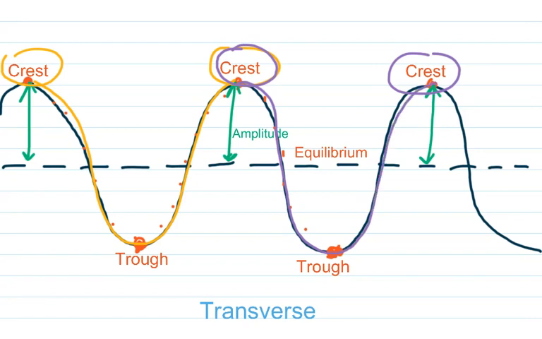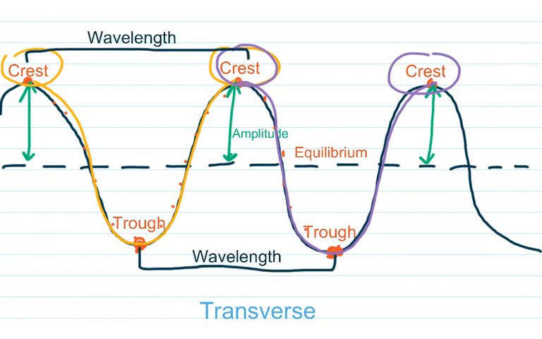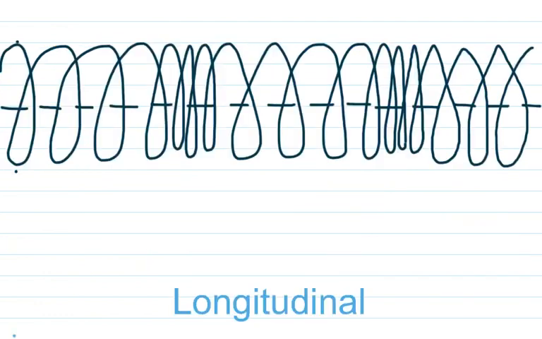We can also find a wavelength from trough to trough. So either the highest point to the highest point, or the lowest point to the lowest point, will be the whole wavelength. That's all the parts of a transverse wave. We're going to move on to the longitudinal wave.